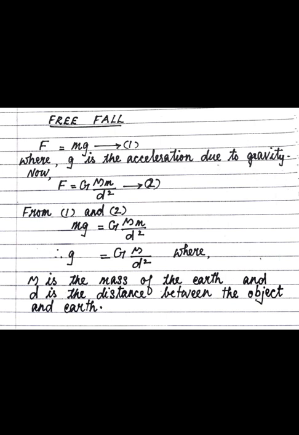For most calculations, we can take g to be more or less constant on or near the earth. But for objects far from the earth, the acceleration due to gravitational force of the earth is given by g is equal to G M upon d square. Is that clear? So this is very important: the acceleration due to gravity does not depend upon the mass of the object. From the equation it's very much clear.